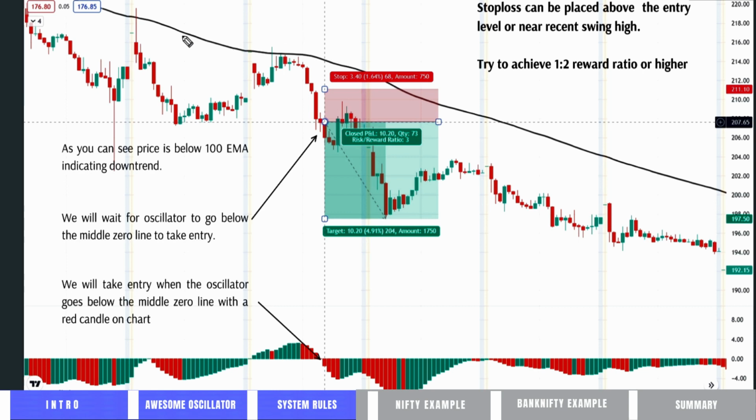Again, we can see in the Delta Corp example that the stock has been below the EMA. So we are only looking for selling entries, and this is where the Awesome Oscillator gave us a short entry, and it gave us a decent profit again.